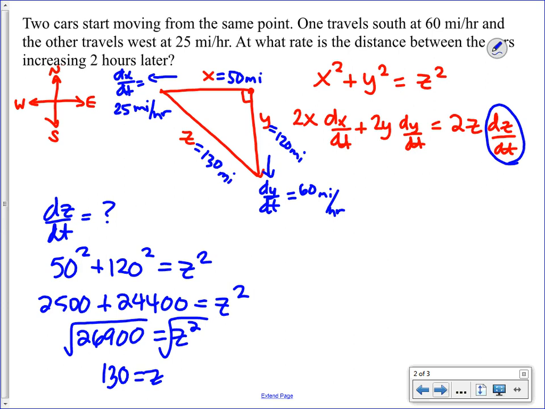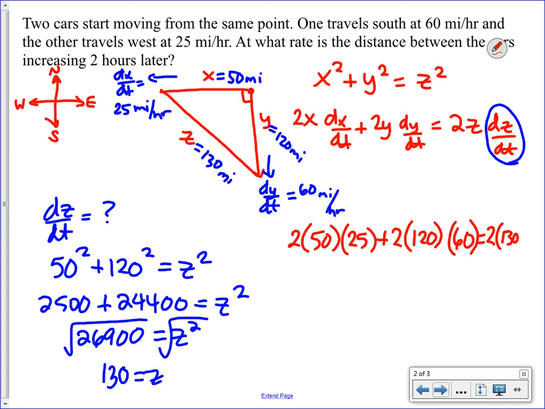Okay, we've got everything we need to plug in. So I'm going to go back to our derivative, and I'm going to plug in 50 for x, 25 for dx/dt, 120 for y, 60 for dy/dt equals 2 times 130 times dz/dt.